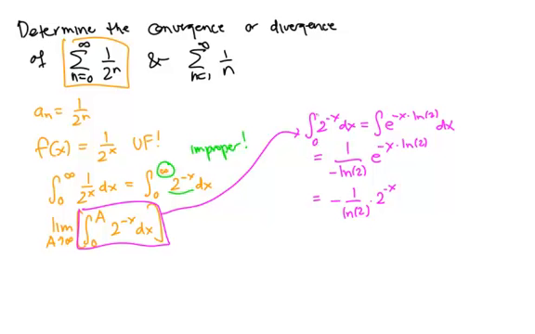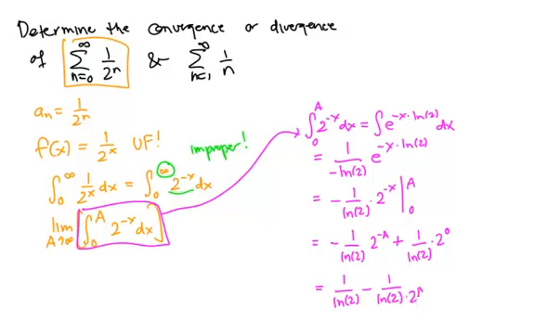Of course, we were integrating this from 0 to a, so let's put the limits back on. So when I plug in a, I'm going to have negative 1 over ln of 2 times 2 to the negative a minus negative 1 over ln of 2 times 2 to the 0. And so if we clean that up, that would be 1 over ln of 2 minus 1 over ln of 2 times 2 to the a. So now I have the expression I need to take the limit of.